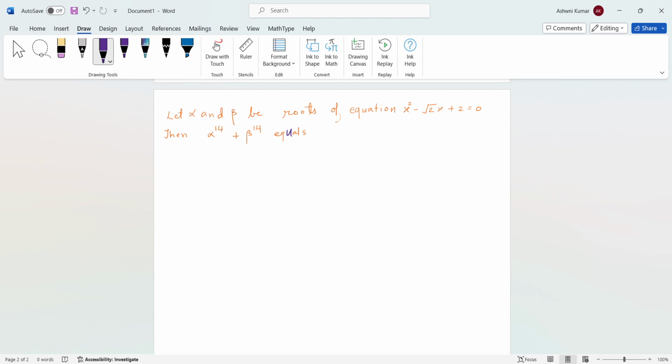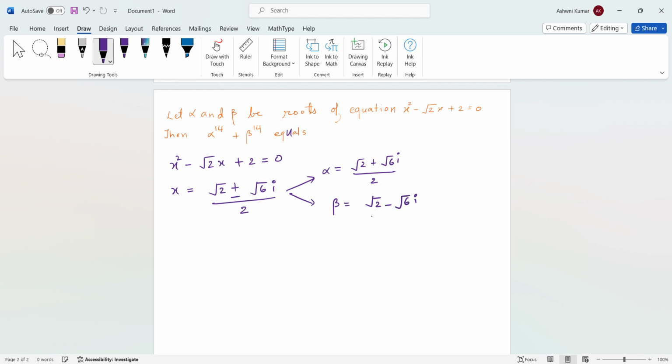Then what we are going to do is, first of all, find the roots of this quadratic. When you apply the formula for finding the roots, you will get root 2 plus minus root 6i upon 2. Now from here, alpha is equal to root 2 plus root 6i upon 2, and beta is equal to root 2 minus root 6i upon 2.